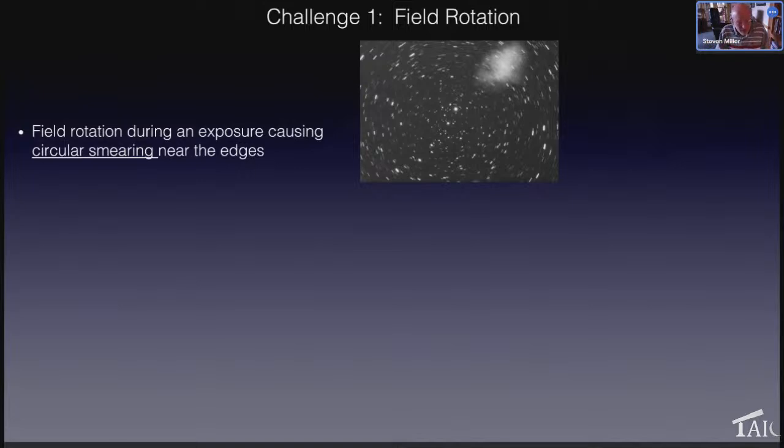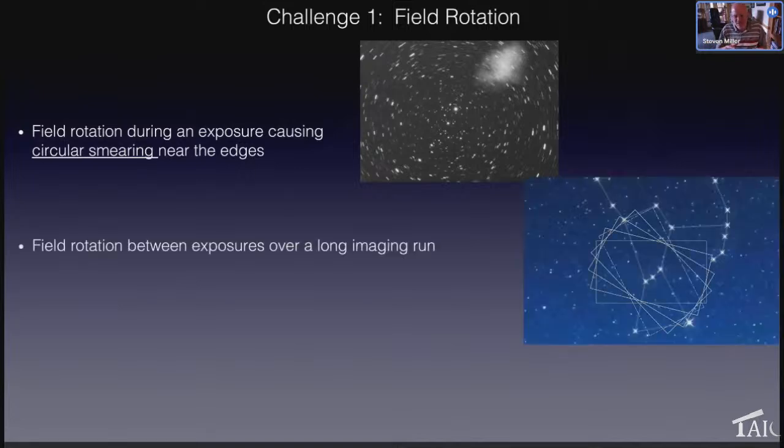So that's one problem. The second problem is that over a period of time, the entire scene rotates through the camera. It's almost like the camera's rotating on the sky, so you're taking different pictures of different parts of the sky. The center's okay, but all the edges of your camera are hitting different sections of the sky around that area, and so you're not really being consistent. So how do you deal with that?